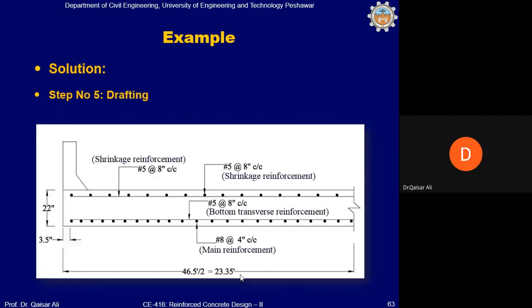Finally, the bridge reinforcement will look like this. This is the number 8 at 4 center to center main reinforcement, which is shown as dots because the section is taken along the width of the bridge. So main reinforcement will look like this, dots, which is being placed along the length of the bridge. The transverse reinforcement along the width of the bridge is this number 5 at the rate of 18 center to center. Top longitudinal and transverse reinforcement are both number 5 at the rate of 18 center to center.